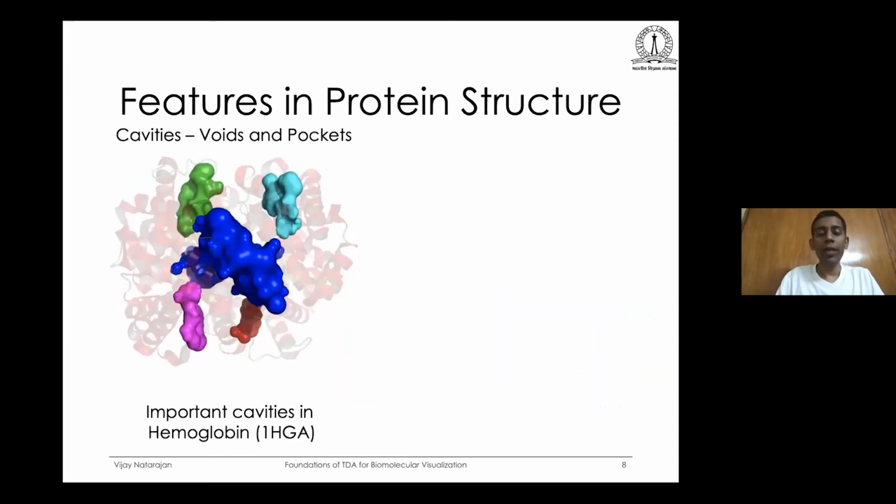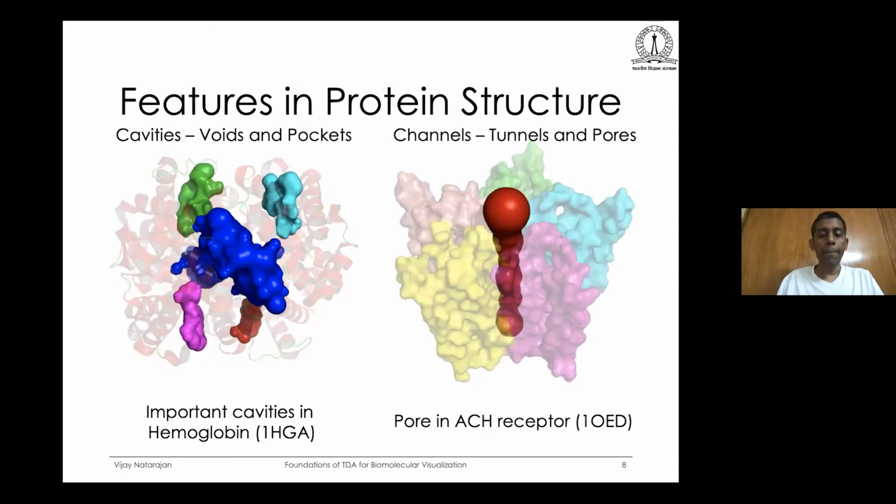Coming back to proteins, the study of cavities helps us understand how one protein interacts with another and with other ligands. The study of tunnels helps us understand the transport mechanism of ions through proteins, especially if they are lying on the cell membrane.